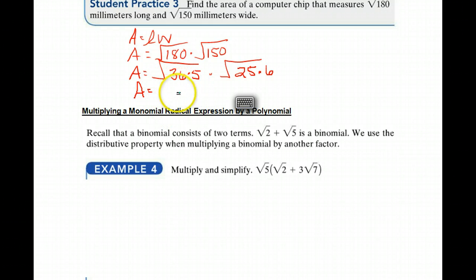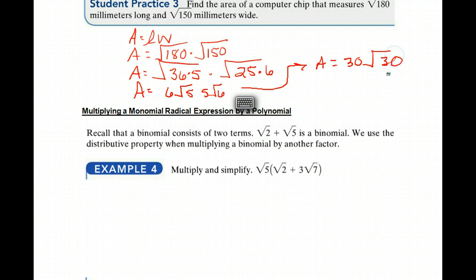So evaluating the square root of those perfect squares, we're left with 6 times root 5 and 5 times root 6. And then simplifying that area, we're left with 30 root 30, and that is millimeters squared.